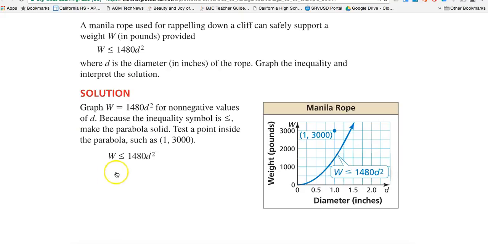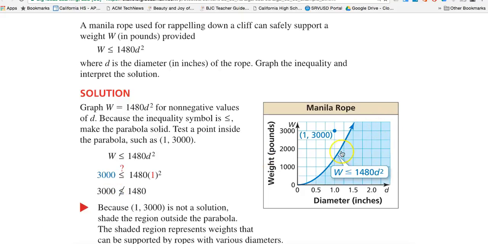So we write our inequality down and plug in our values. Remember, D is our independent variable, so we plug our x value in there. W is our dependent variable, so we plug in 3,000 there. We work this out, and we get 3,000 is less than or equal to 1,480. That is a false statement. That does not give us a true statement. So we know that point is not in our shaded area, and we go ahead and shade on the other side.